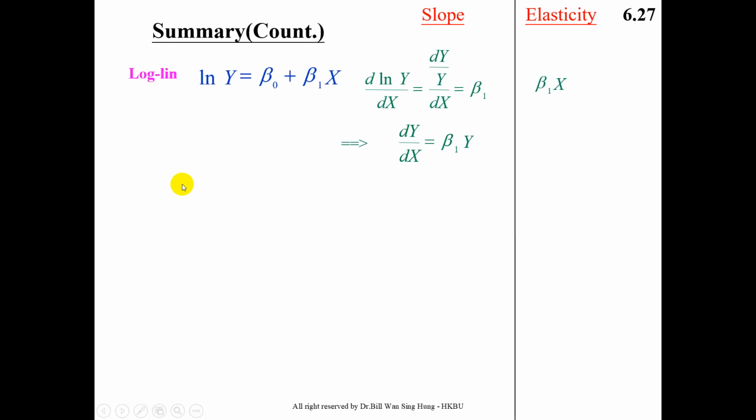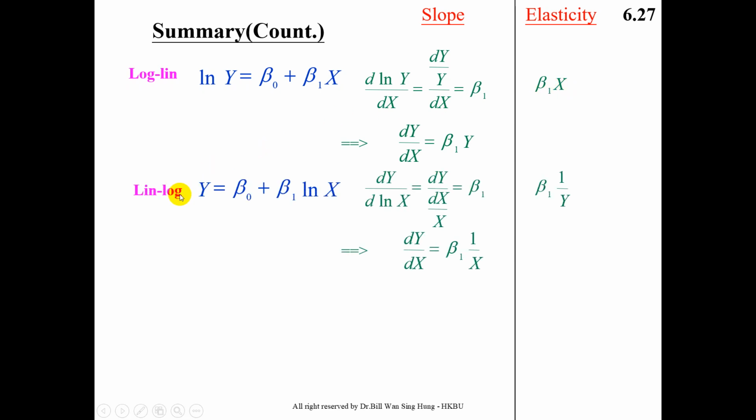In case of log-linear, beta 1 is equal to proportionate change in y divided by absolute change in x, and elasticity would be beta 1 times x. In case of linear-log, beta 1 is equal to absolute change in y divided by proportionate change in x, and elasticity would be equal to beta 1 times 1 divided by y. And dy over dx will be equal to beta 1 times 1 over x.